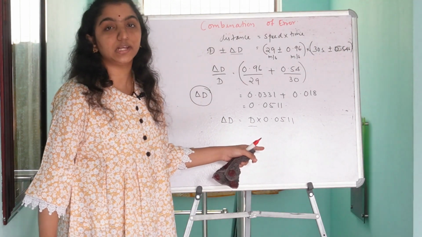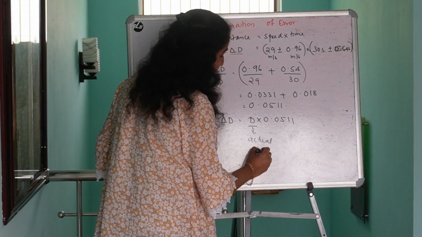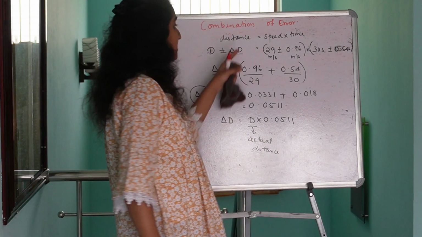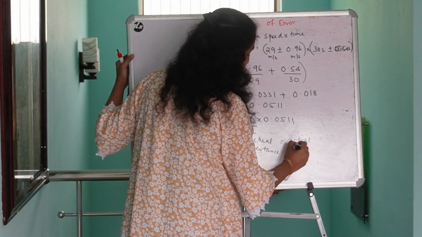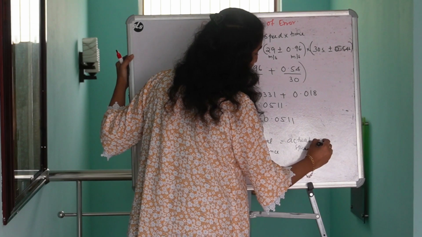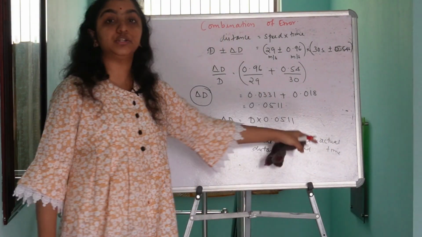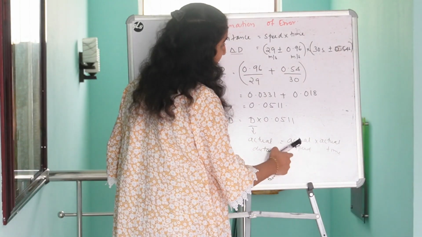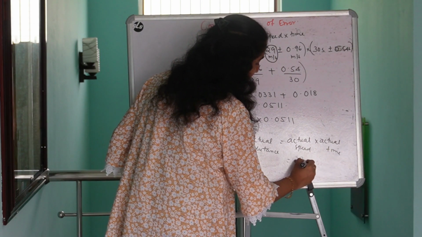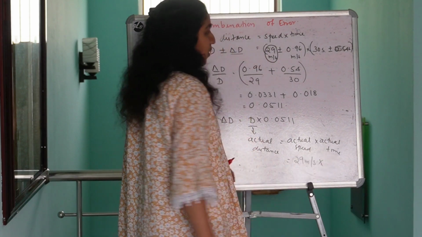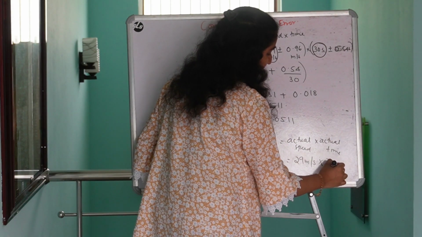So what is this D equal to? How do you calculate the value of D? D is the actual distance. Distance is equal to speed into time. So we can say actual distance is equal to actual speed into actual time. The actual speed is given as 29 meter per second, into the actual time, which is given as 30 seconds. Is it clear?